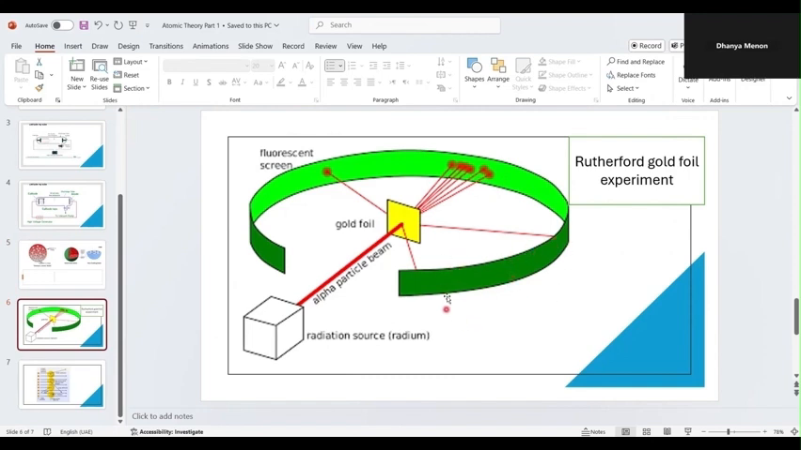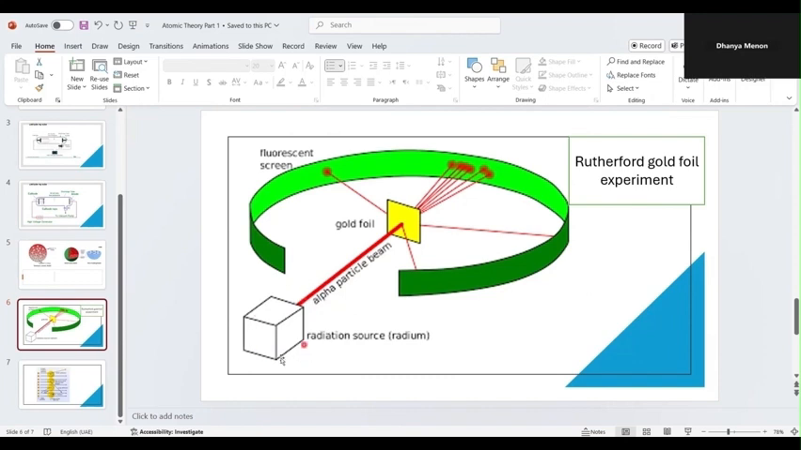Coming next to Rutherford's gold foil experiment. In this, as you can see, there is a radiation source. From this radiation source, alpha particles are emitted. Now, what is this alpha particle? An alpha particle is nothing but a helium nucleus, having two protons and two neutrons. It's as heavy as 4 AMU. So alpha particles are heavy particles. It's the nucleus of helium, having a mass of 4 AMU.